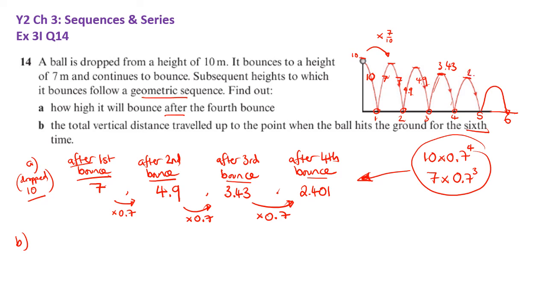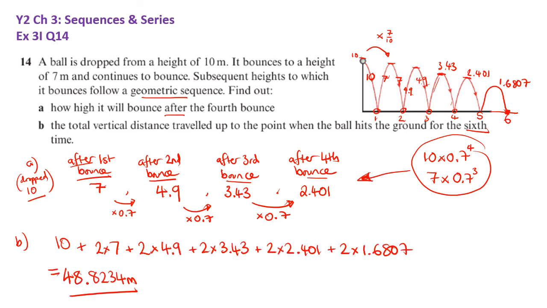Then we've got 2.401 up and down, and then times that by 0.7 gives us 1.6807, and we're looking for when the ball hits the ground for the 6th time, so to that point. So I want 10 plus 2 lots of each of these amounts, so 10 plus 2 times 7 plus, and so giving us that answer.